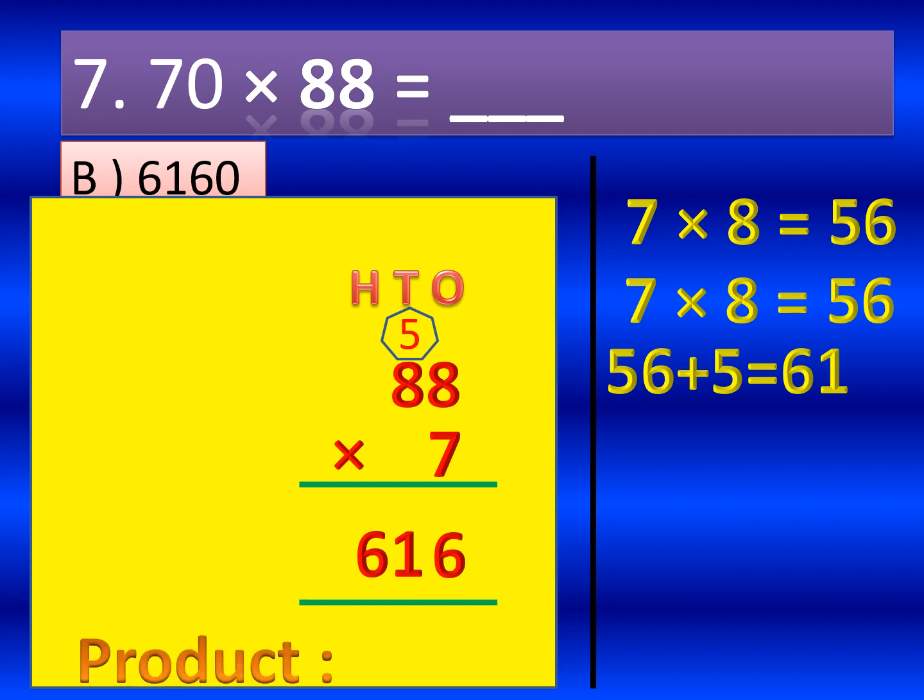Now the final product is equal to, along with the previous product, we should include the 0 from the number 70. So the final answer is 6160. Option B.